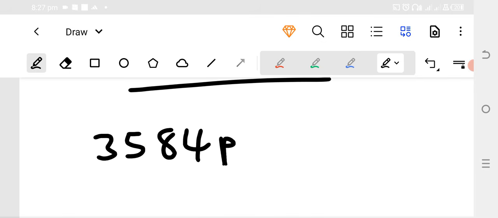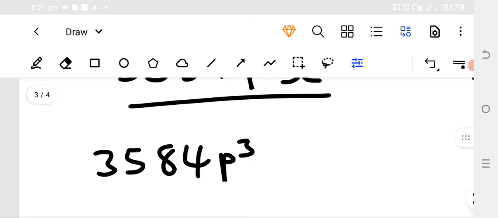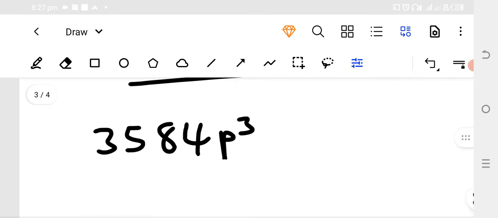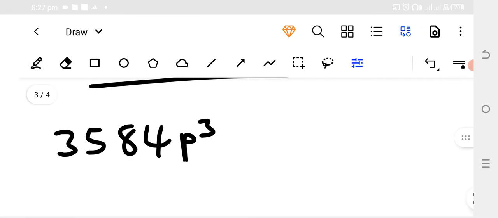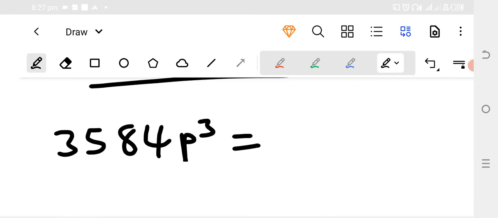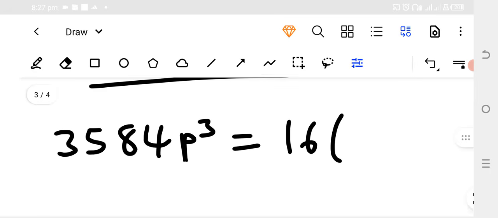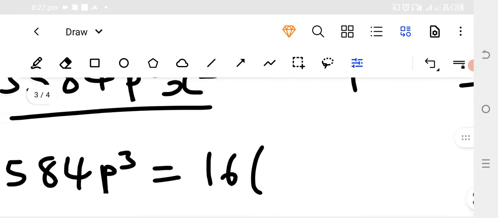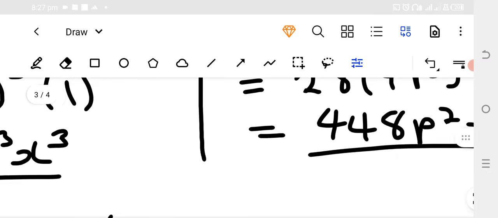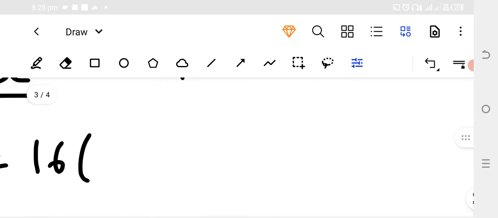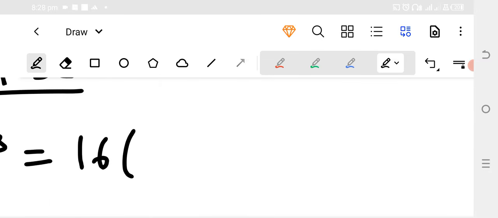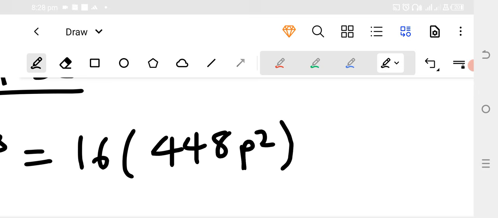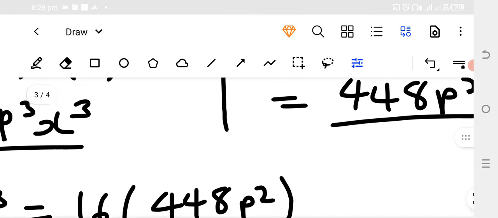3584p cubed is the coefficient of x cubed, which is equal to 16 times the coefficient of x squared. 16 times the coefficient of x squared is 448p squared. Let's forget about the x. So, 448p squared. I hope you can see that.